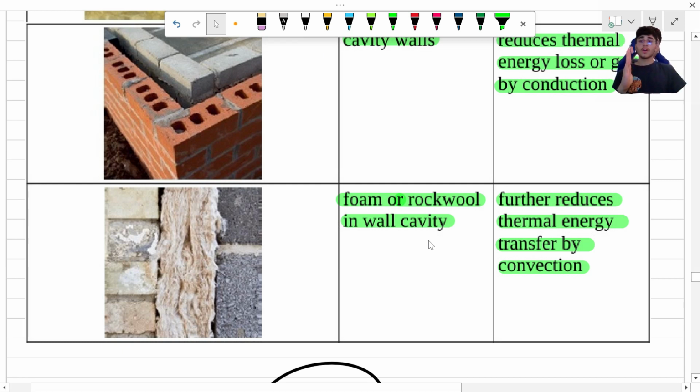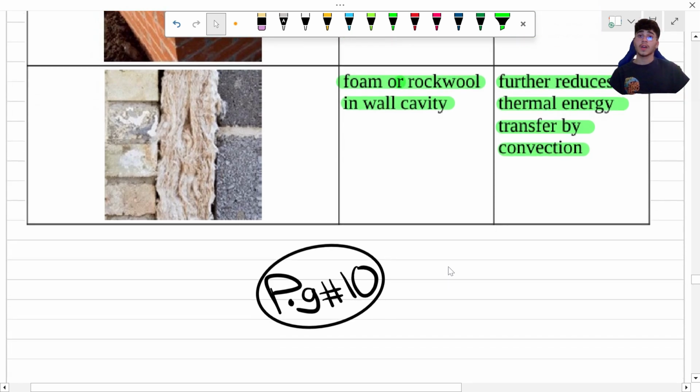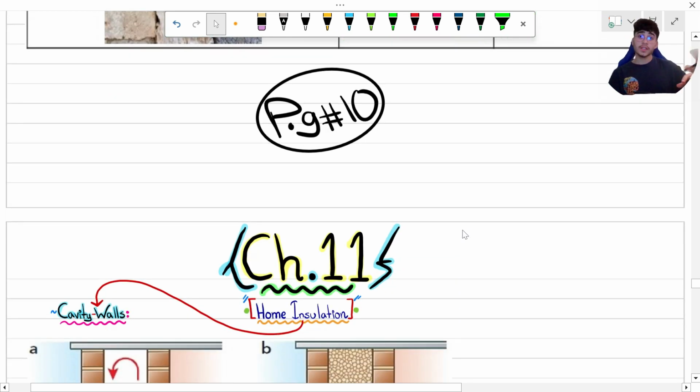So we have the cavity wall, cavity, wall. And then in between both sides of the cavity, we have rock wool or foam in the cavity to further reduce thermal energy. This is especially used in very hot places like America or Texas. And the opposite is used in cold places like Antarctica and so on.